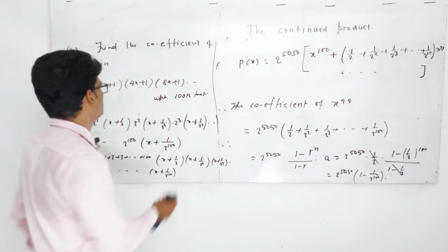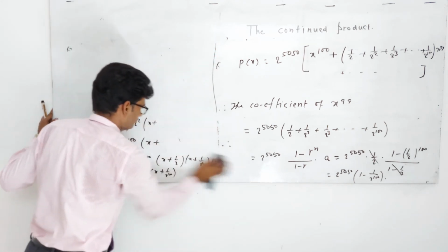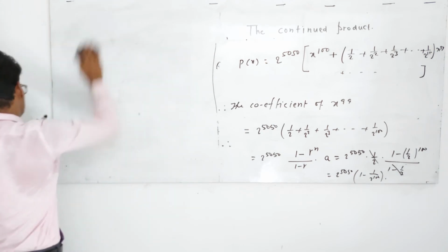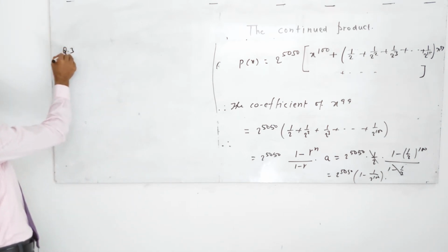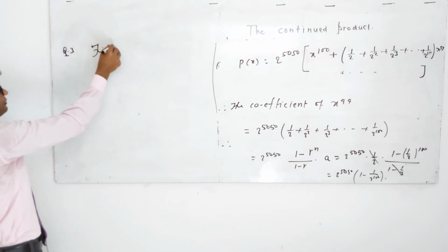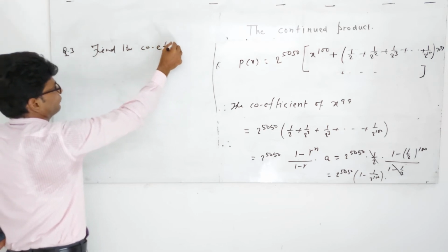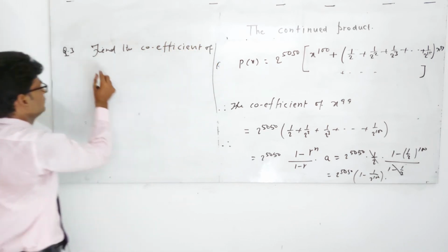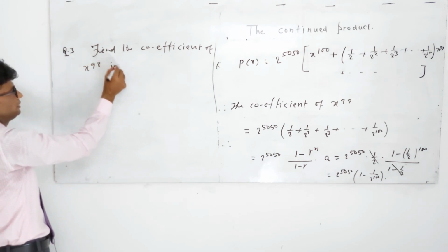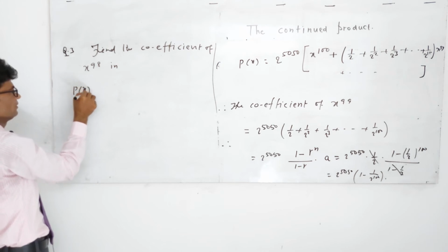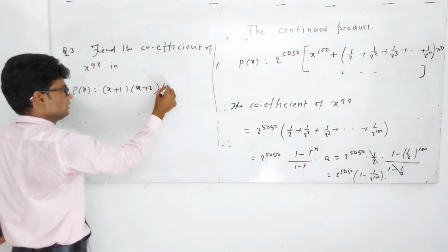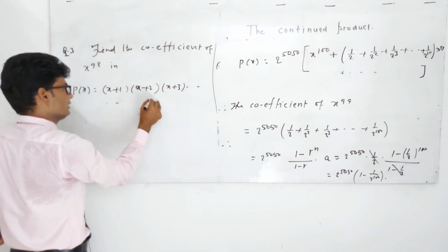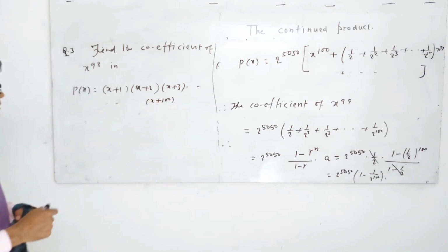Now, question number 3. Question number 3 is here: find the coefficient of x to the power of 98 in p of x is equal to x plus 1, x plus 2, x plus 3, and so on and so forth, up to x plus 100. We just want to find the coefficient of x to the power of 98.